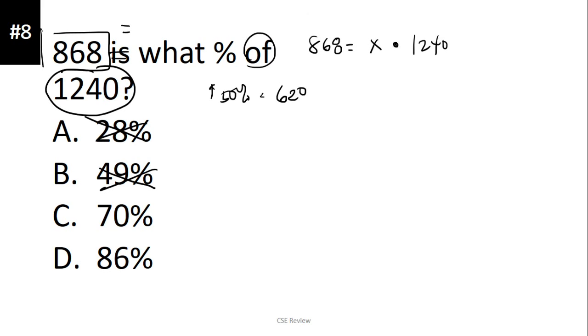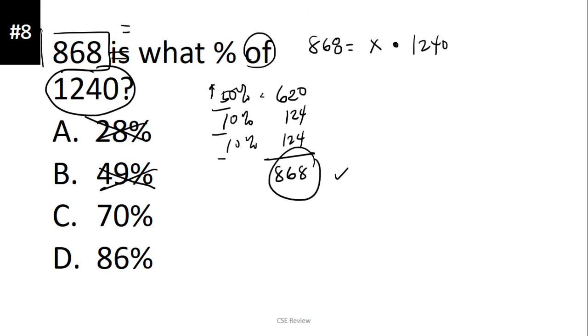So, after that, you can use trial and error. Since magkadikit ng onti ito, you can add another 10%, which is 124. Another 10%, another 124. And then, i-add na natin sila to make sure. This is going to give us 868. Pasok na yan. So, ibig sabihin, 50, 60, 70%. The answer is letter C.